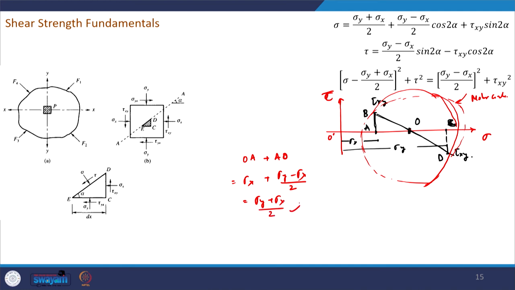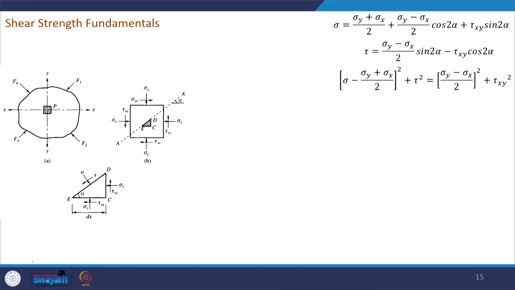And if you see the value of OB, so OB is nothing but AB square plus AO square. So, this is nothing but tau xy square plus sigma y minus sigma x by 2 whole square. So, this is also correct. That is why we say that this is the Mohr circle and it matches with our equation number 3. So, let me quickly draw the Mohr circle because it got disappeared.